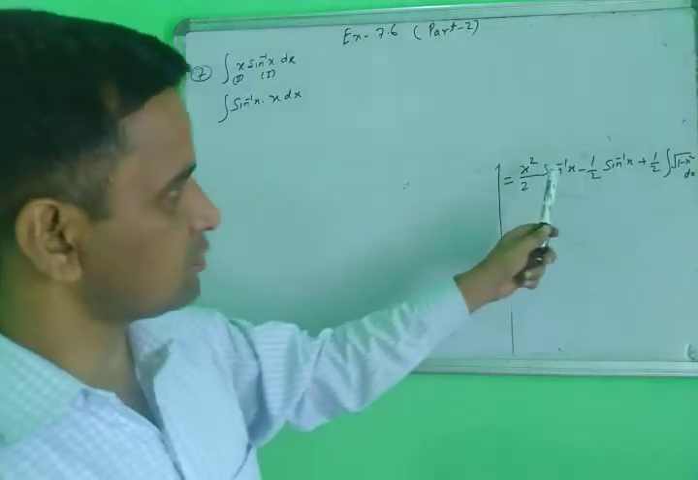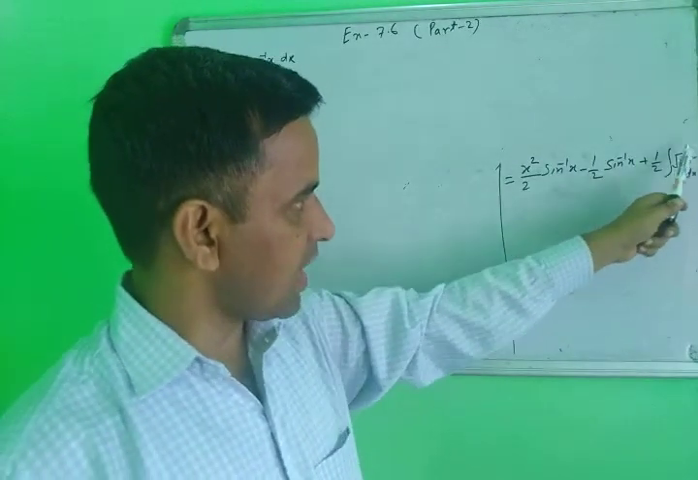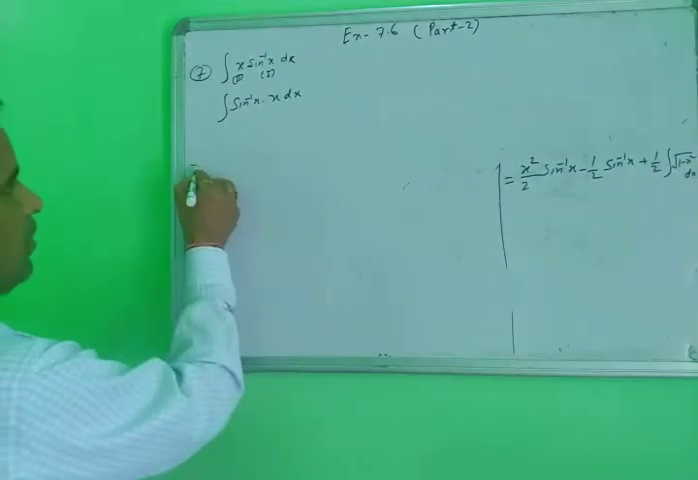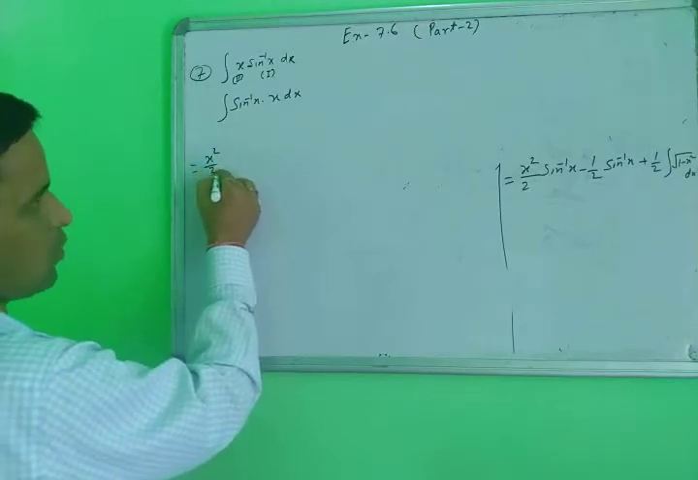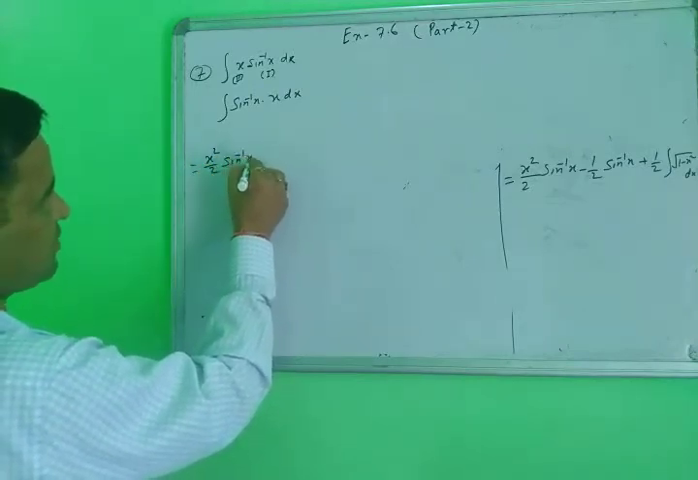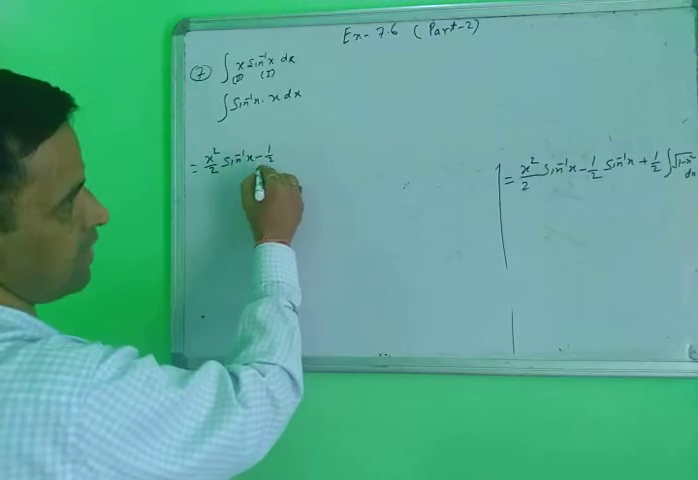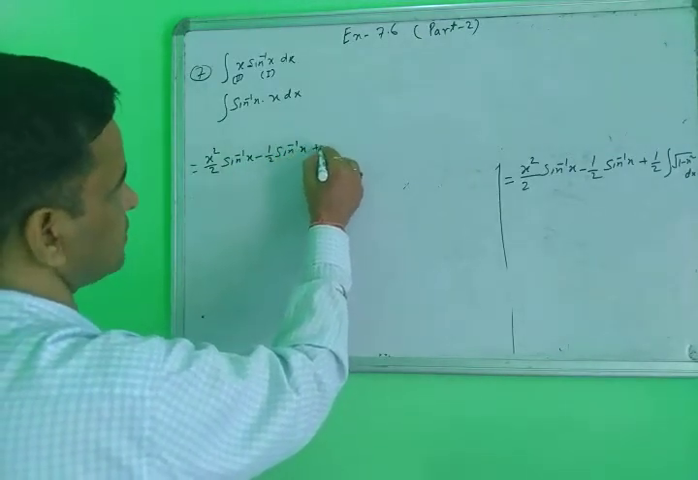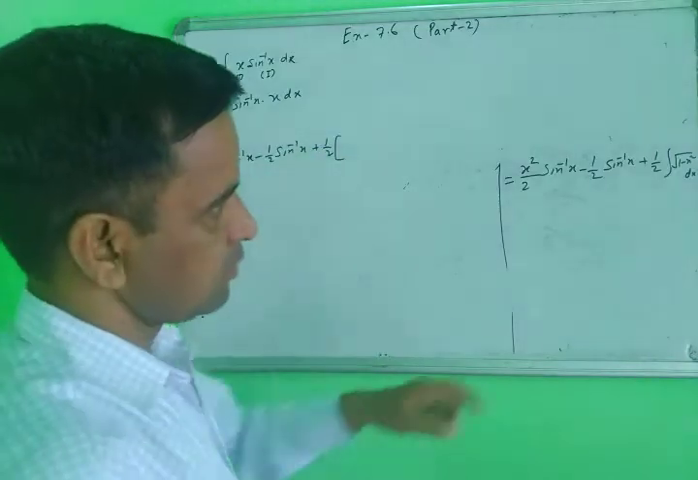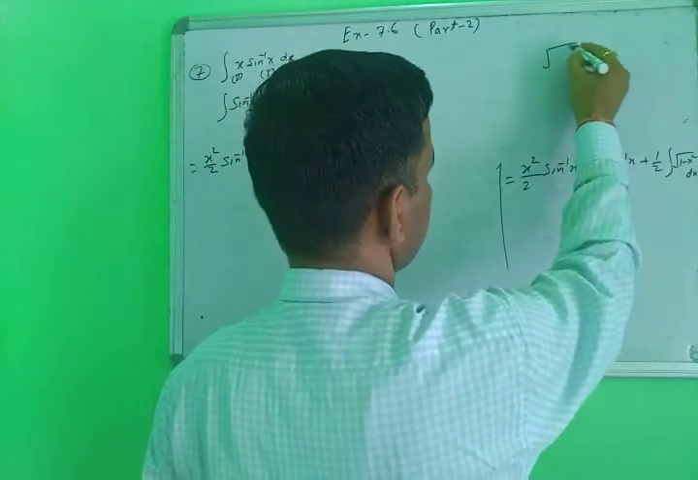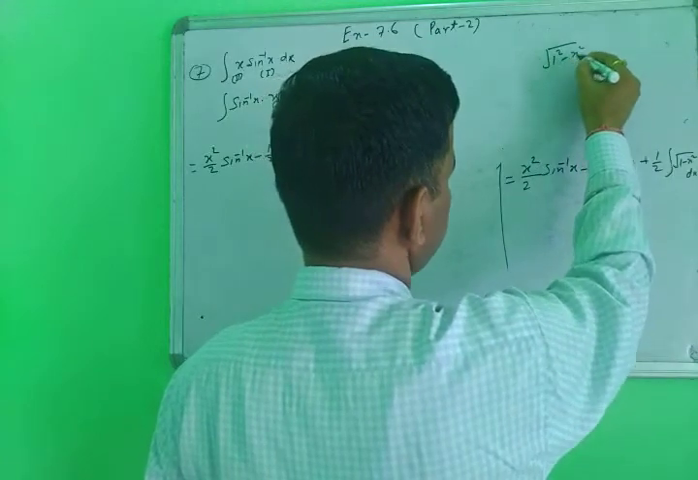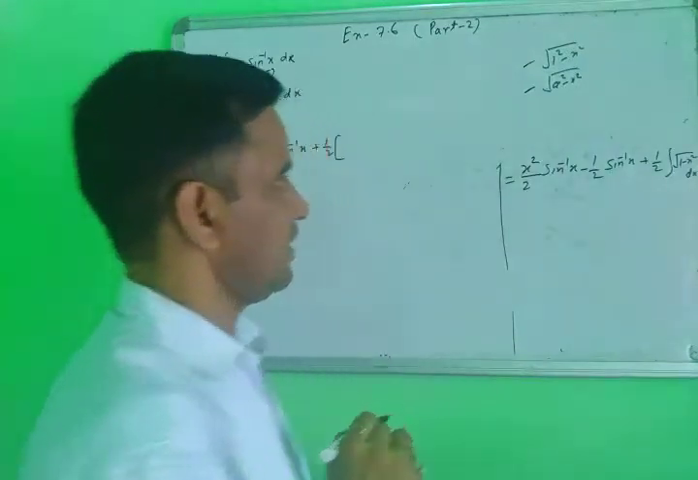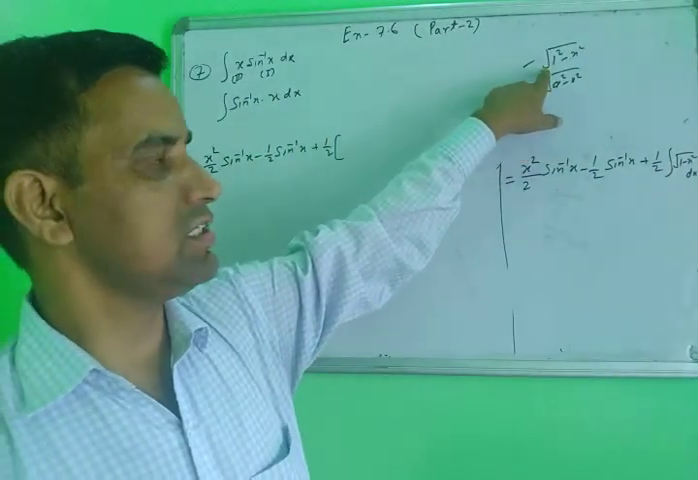Yes, student, this portion is the last portion, the last function. You will not indicate it, then you indicate it. Now x square upon 2 sin inverse x minus 1 by 2 sin inverse x plus 1 by 2 is the outside here. What is the identity of root 1 minus x square, meaning root a square minus x square? Use this identity in this integration.